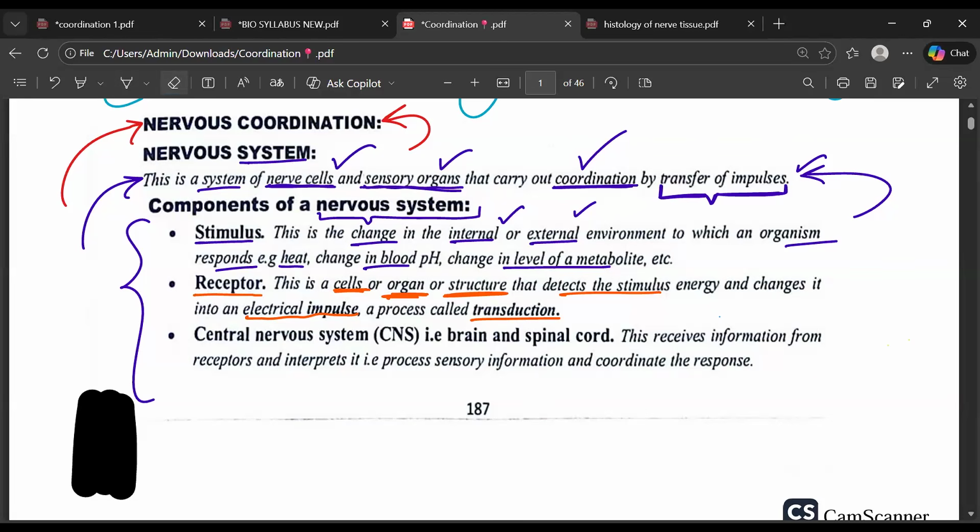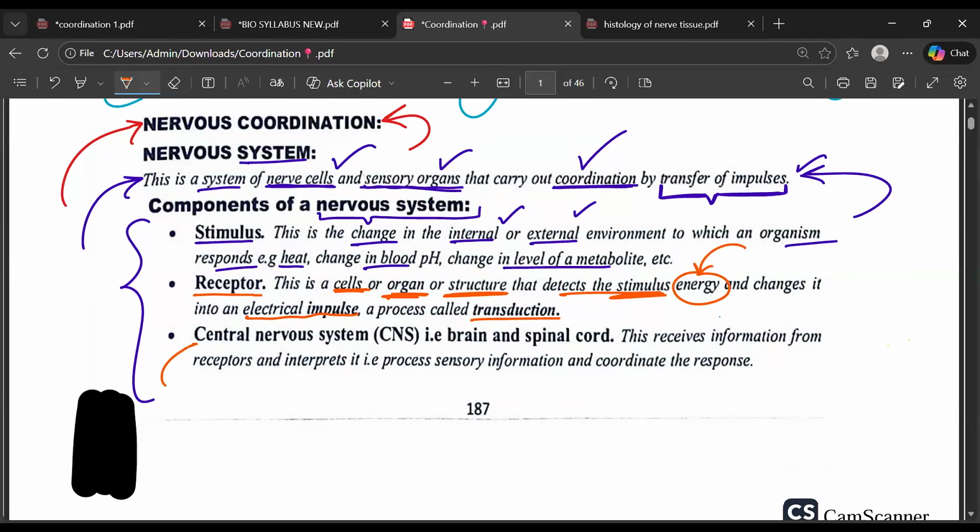Hope that has made sense. If at all you read through also and you see any point that doesn't make sense, you raise up your hand and ask. Yeah, for us we say it's stimulus, but here they are saying stimulus energy. But anything in science must carry energy.